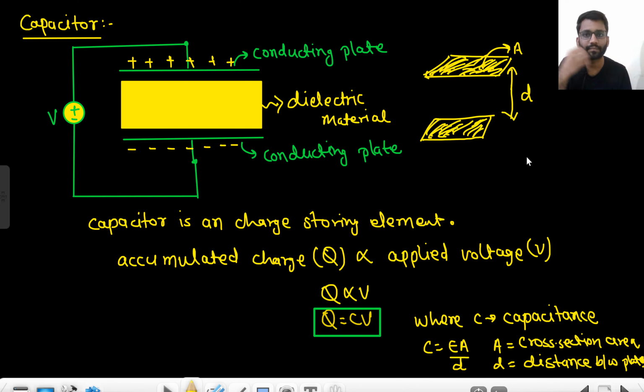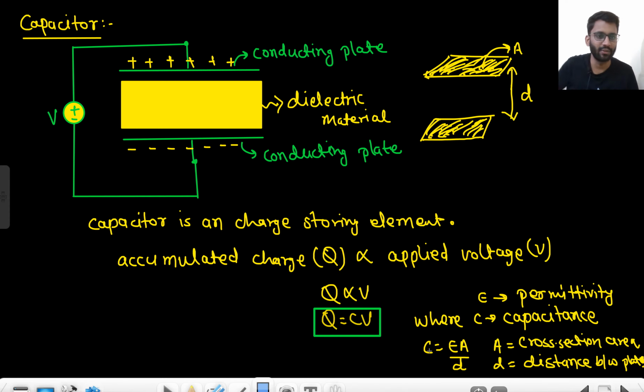And this sign is known as epsilon. That is known as permittivity. But I am thinking, where should I write it? Epsilon, I will write it here. Epsilon is the permittivity. So this is the expression. You don't need to mug it up, just remember it. C equals epsilon A by D. But in the 11th, 12th also you must have studied it. C equals epsilon A by D.